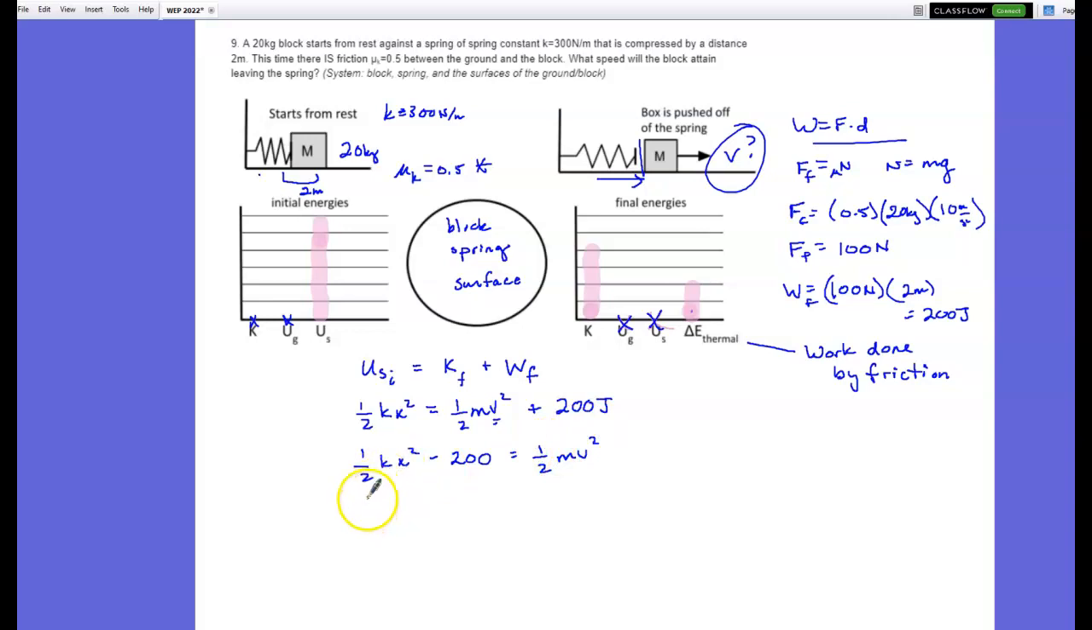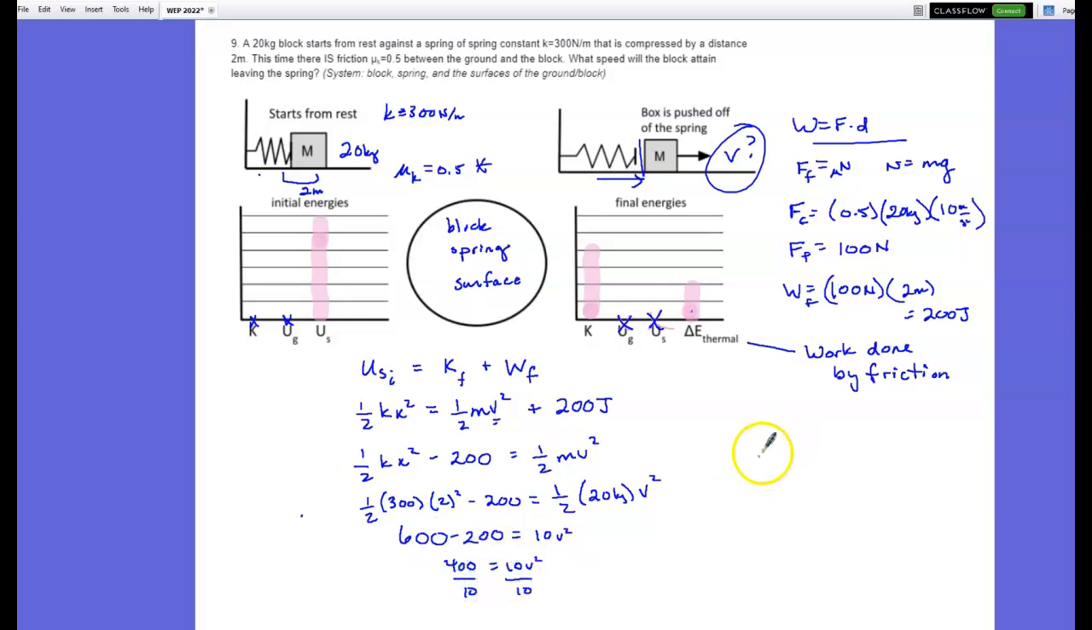And I'm going to go ahead and start plugging numbers in. 1/2 k was 300. The distance was 2 meters. 1/2, and our mass was 20 kilograms, and we don't know the velocity. So 2 squared is 4, and 4 times 300 is 1200, and half of that is 600 minus 200 equals half of 20, so 10v squared. So divide both sides. This is 400. Divide both sides by 10, and I get 40 equals v squared, and v must be, use my calculator, 6.3.